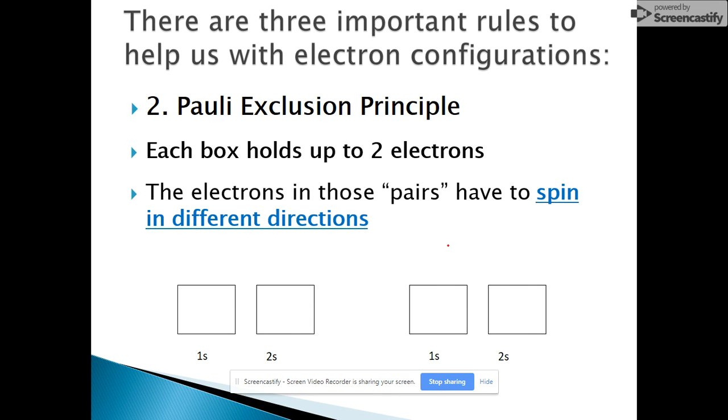With Pauli exclusion, it says that each box can hold up to 2 electrons, but these pairs of electrons have to spin in different directions. So if 1s has an electron which we show with an arrow spinning up, then the other one has an arrow spinning down. So each box can hold 2 arrows and they have to spin in opposite directions.